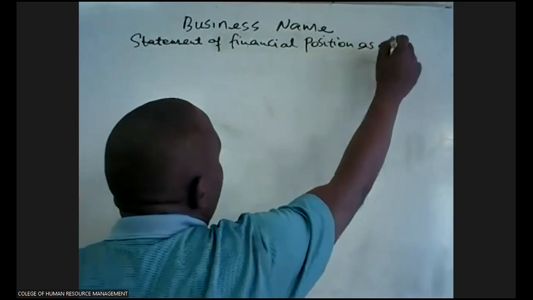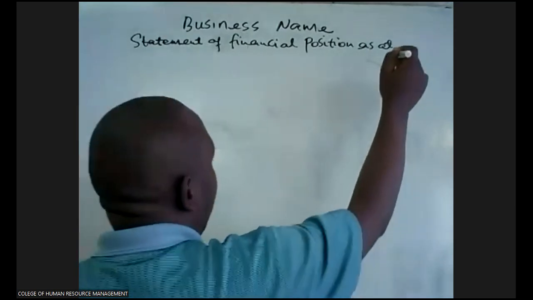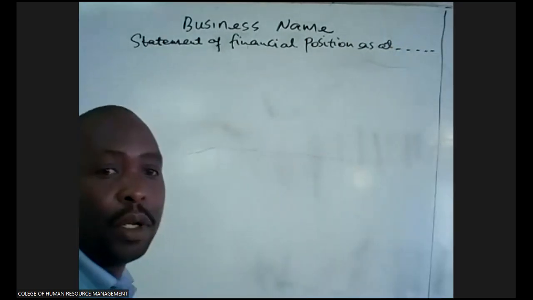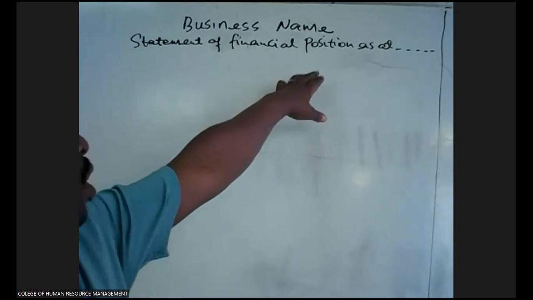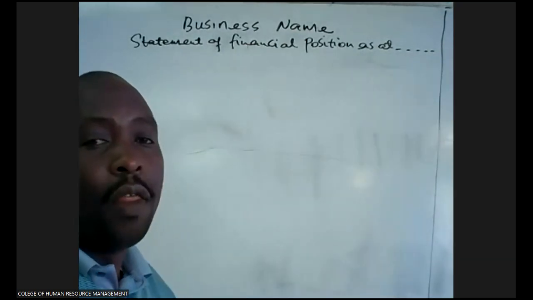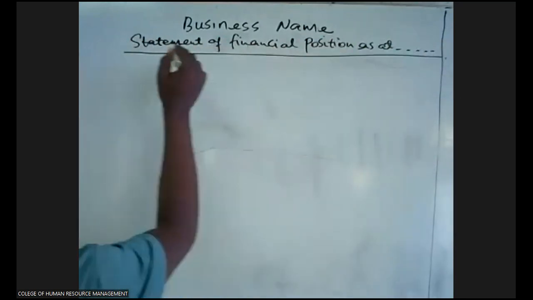as at a particular date. You insert the date that is in the question. So you can be told to prepare the statement of financial position as at 31st December 2022. So here you write as at 31st December 2022. Then you underline your heading. That is the heading part.